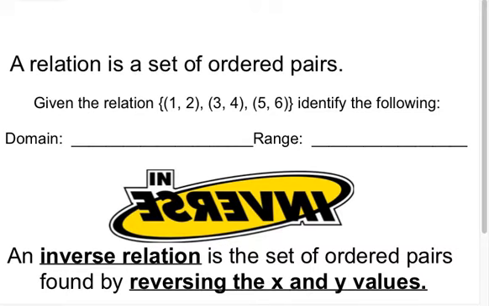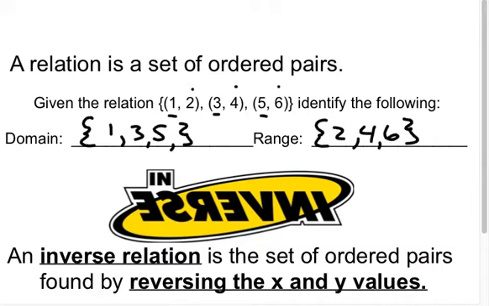Domain. Domain is basically your x values. So using set notation here, {1, 3, 5}. And our range would be the y values. We've done this before: {2, 4, 6}. There we go. So just identifying domain and range.